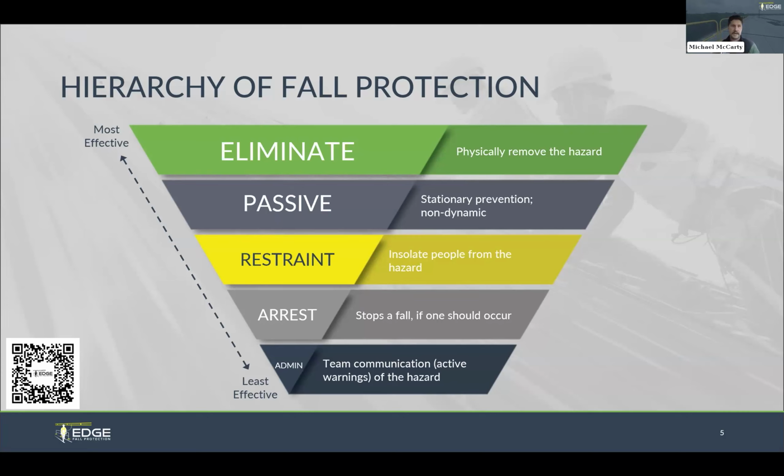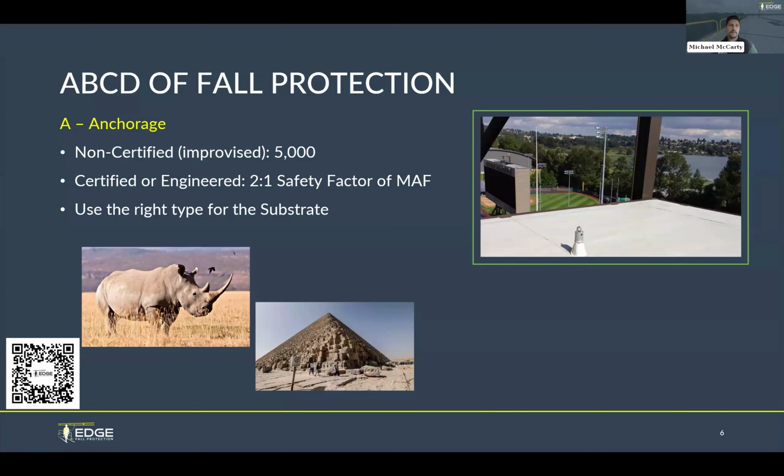So next up, we have the ABCDs of fall protection. The A stands for anchor. There are really two ways to design an anchor. We have a non-certified or improvised anchor. Those are tested; those have to meet a 5,000-pound load test. And then we have a certified or engineered anchor.